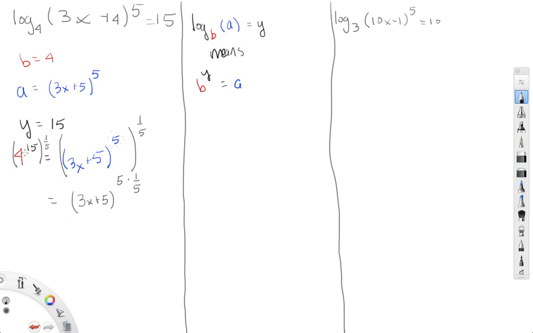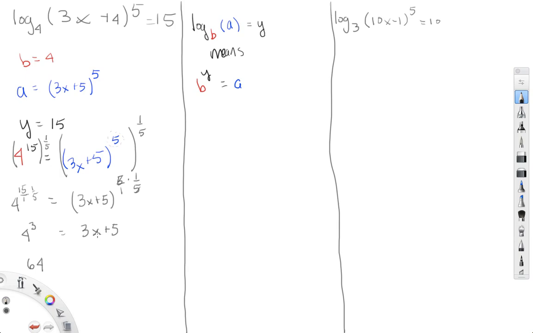And 4 to the 15th to the 1/5 is 4 to the power of 15 times 1/5. And then 5 times 1/5 is 1. So now I have a simple 3x plus 4. 15 times 1/5 is 3. So now I have 4 to the power of 3. And because I'm weird and do this all day, I just happen to know that 4 to the 3rd is 64.